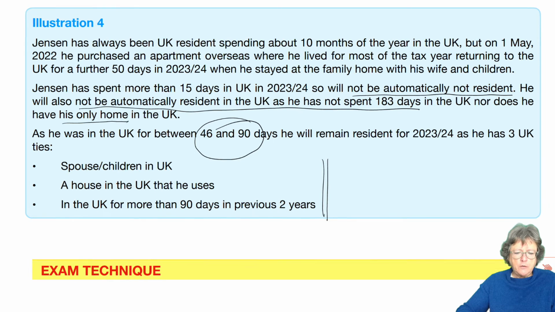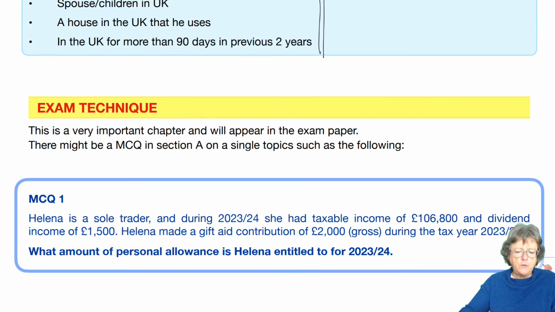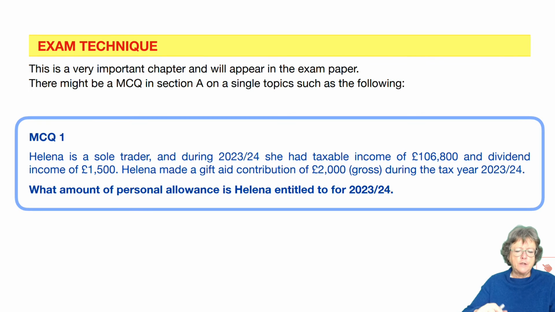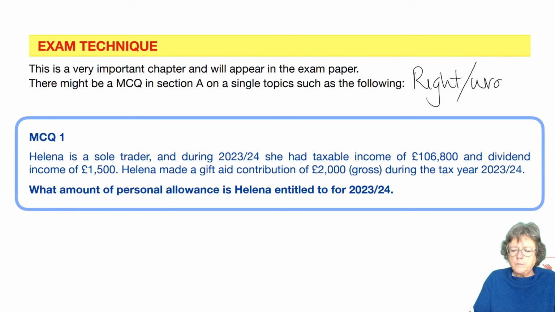Now, moving on from there, this is a new area that we've got in the manual this year, exam technique. You'll see that at the end of most of the chapters, and it's giving you an insight into the sort of questions that you may get based on the information that you've learned in your chapter. So, multiple choice questions, section A, single topics, only ever one topic. Now, it's either right or it's wrong because it's marked by a computer.